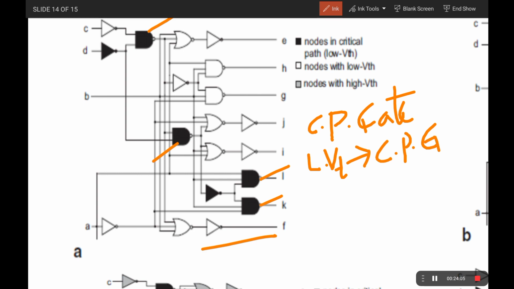Why? The critical path is nothing but the shortest path to reach the output. Suppose you are applying the high VT transistors to the critical path gate, then obviously the delay increases. So that is the one drawback actually. So the critical path delay is always very less. Then only can we attain the high speed. So that's why it is very important. So that is the first consideration.